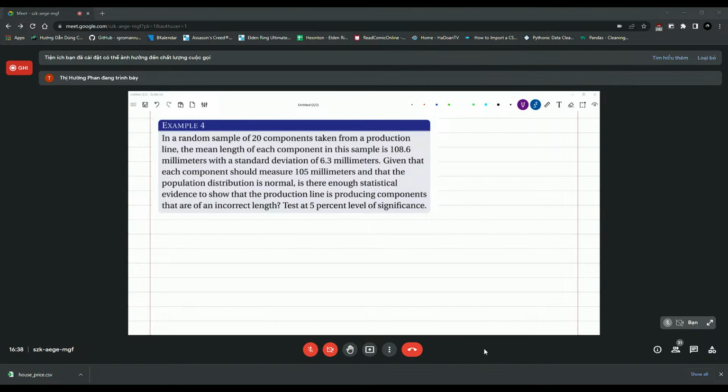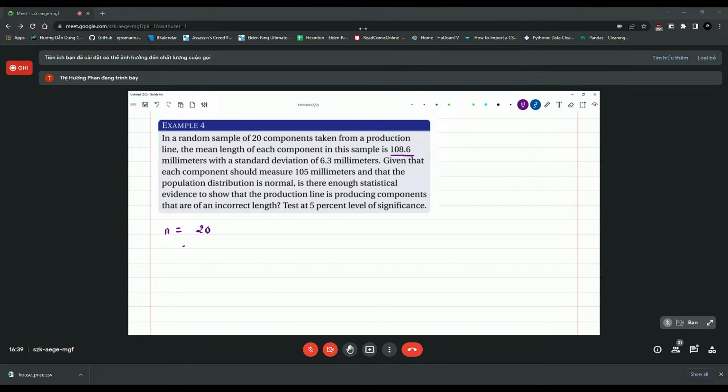Okay, now return to example 4. First of all, I would like you to summarize the information with me. Tell me what is the sample size n? Everyone, follow me during the exercise. Look at the first sentence. We see that in a random sample of 20 components, so easily we have n equals 20.